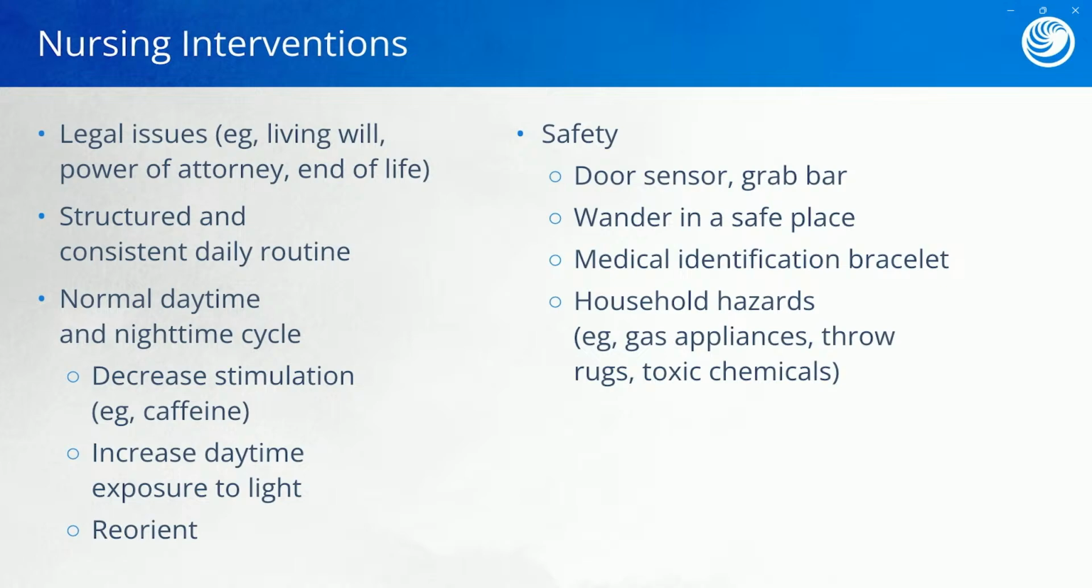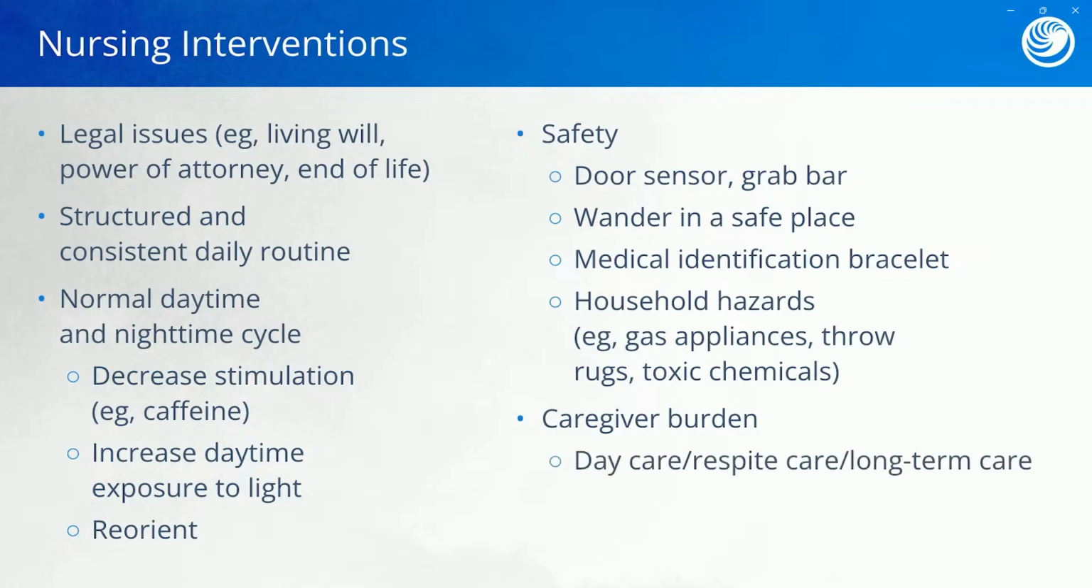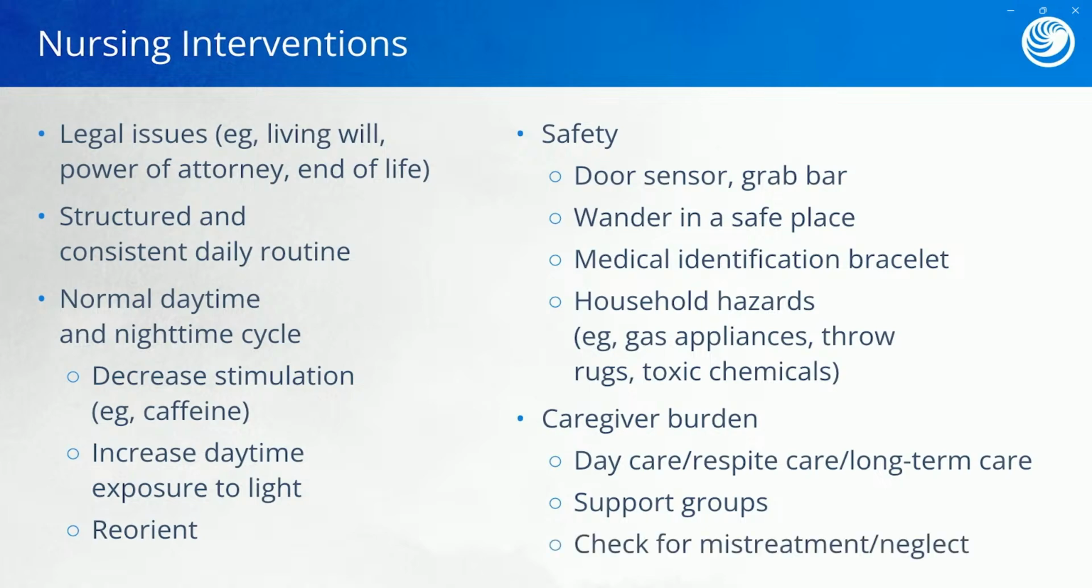Now, while we've talked a lot about caring for the client with Alzheimer's disease, it's important that we address the caregiver's burden. For family or friends who are caring for an individual with Alzheimer's disease, they can become very exhausted, especially over time. We may need to encourage them to use respite care or long-term care in order to get a break from caregiver responsibilities. Additionally, they can join support groups to help deal with some of the emotional toil. Regardless of the type of care that the client is actually receiving, it's important that the nurse screen and check for mistreatment or neglect by the caregiver.